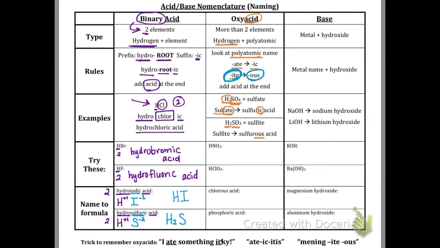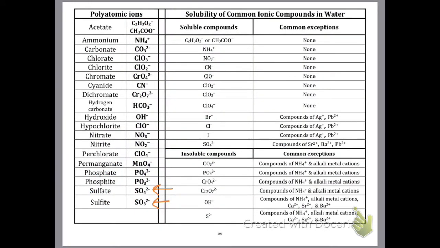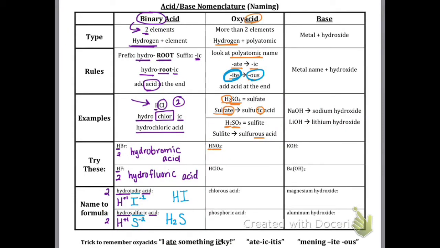So let's try some examples on our own here. Here you know it's an acid because it starts with an H, but we have more than 2 elements, so we have to look for this polyatomic. So NO2 is right here. It's nitrite. Nitrite, ite, needs to be changed into us. Okay, so I'm going to write, originally it was nitrite. The ite needs to change into us, so this becomes nitrous acid.